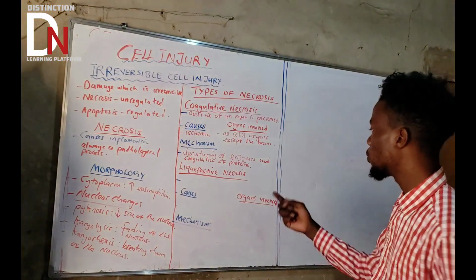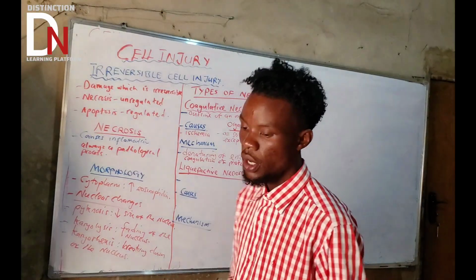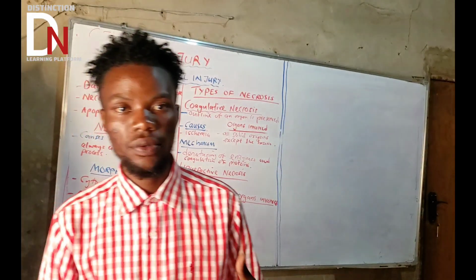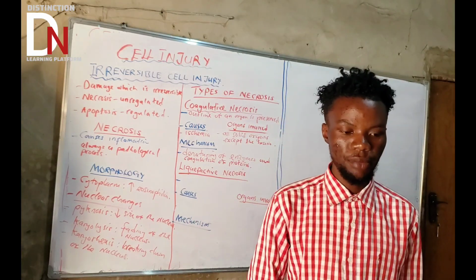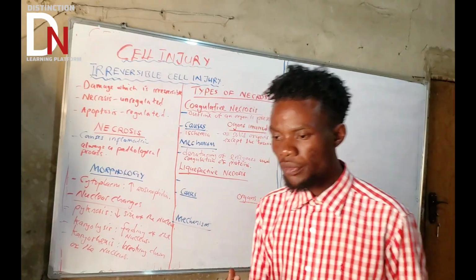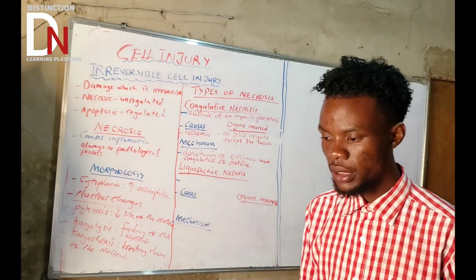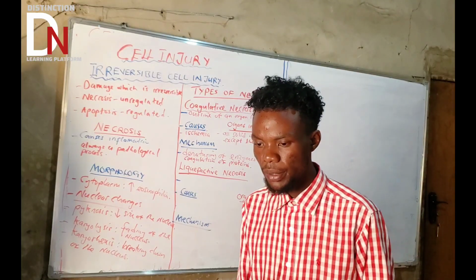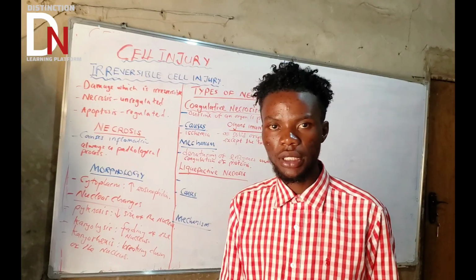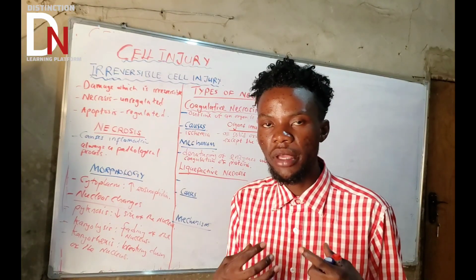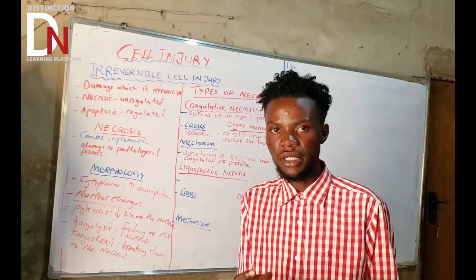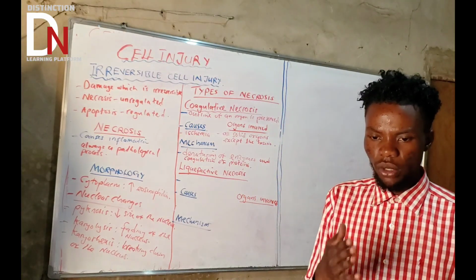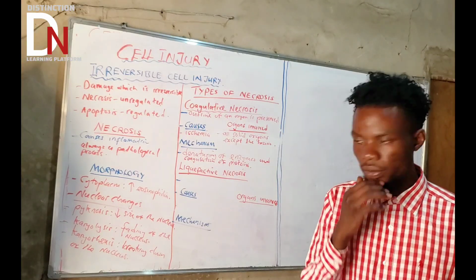Let's talk about liquefactive necrosis. What is liquefactive necrosis? That's from the word liquid. Basically, it's a type of necrosis whereby if necrosis happens, there will be production of a liquid or viscous mass, a mass that contains a liquid. So now the question is, what can cause that?